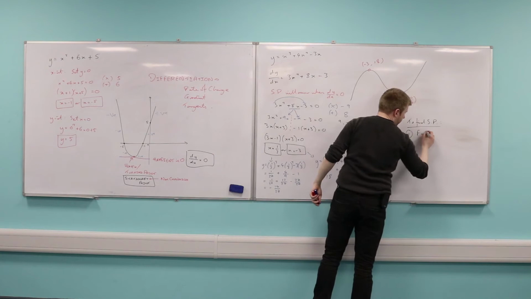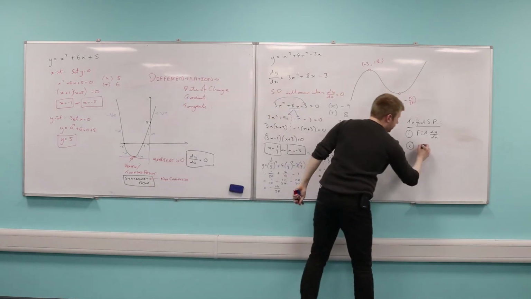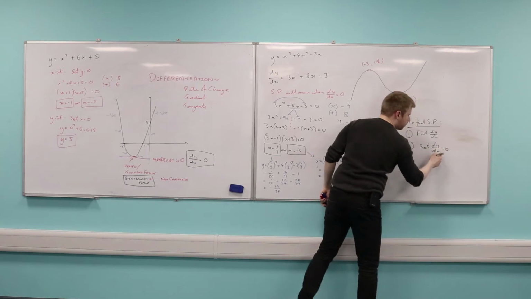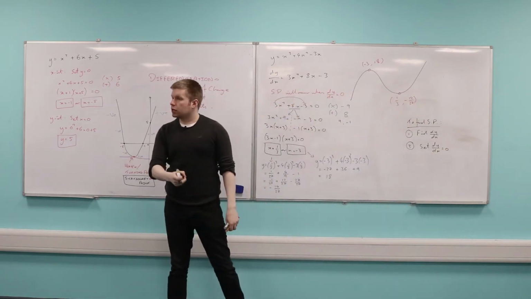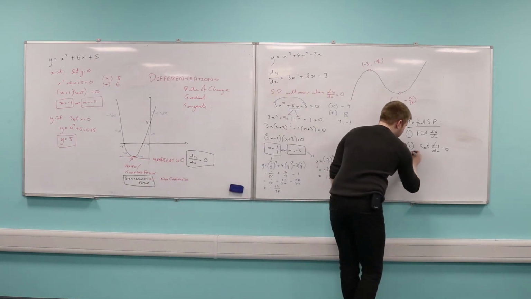So you find dy by dx. Differentiate it. What's the next step? Set it equal to 0 and solve it. Absolutely. So you set dy by dx equal to 0 because you know that when a gradient is equal to 0, that's a stationary point by definition. Yeah, absolutely right.